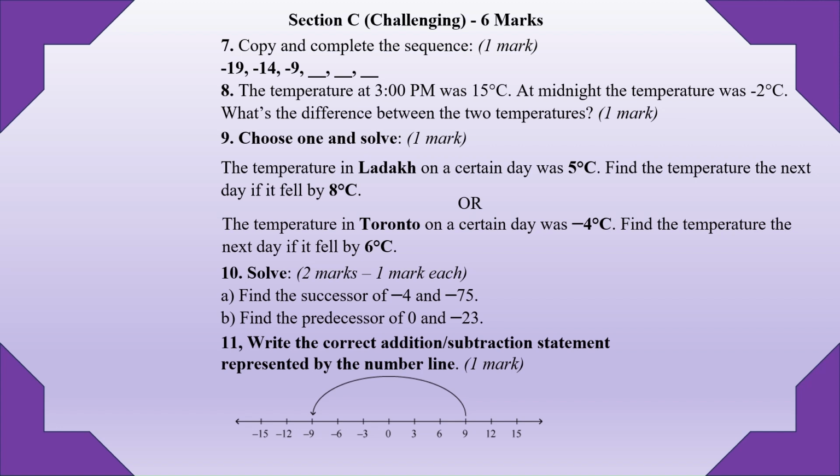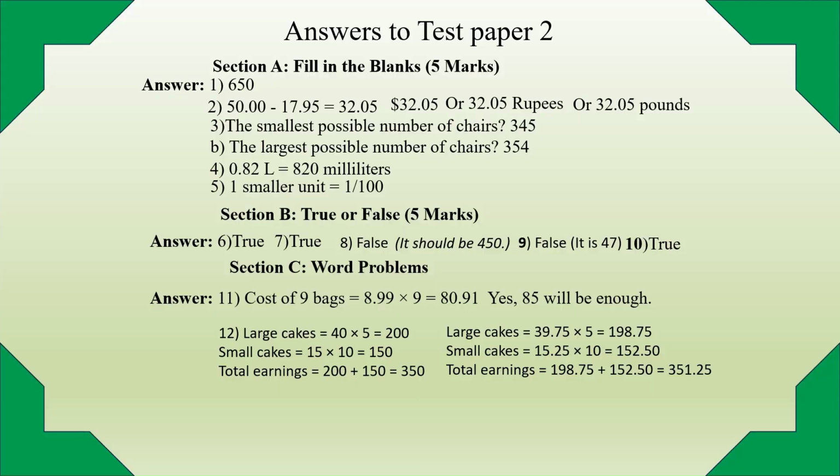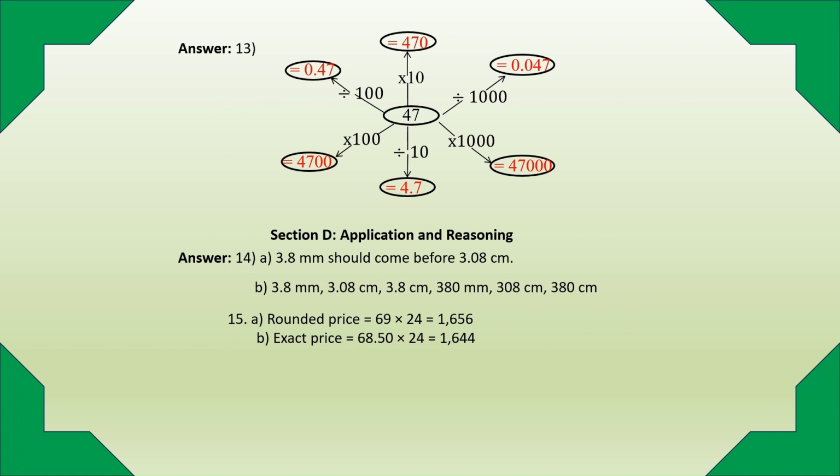So that's all. You can see the solutions to the last test paper. Here are the solutions to paper 2. In section A, question number 2, answers are given in all types of currency. Then section B and section C, word problem answers. Now here is the answer to question number 13, C part, and also answers to question number 14 and 15 from section D. So that's all in this video.